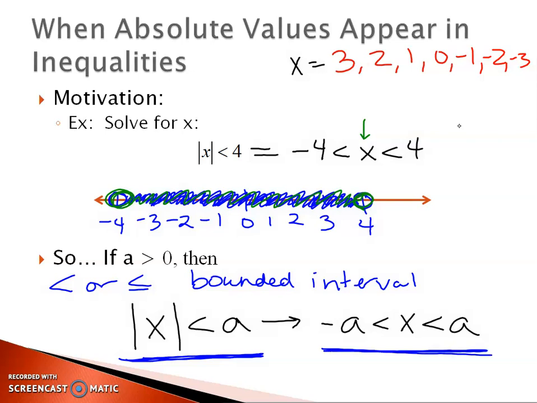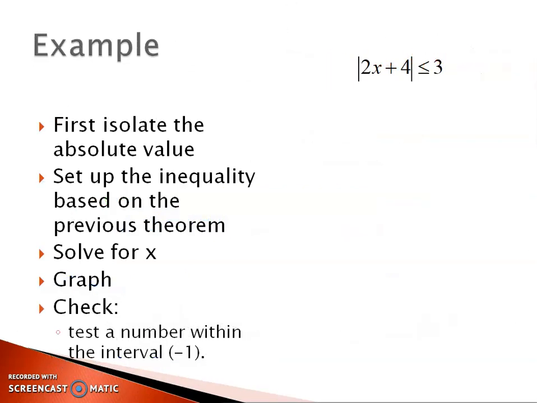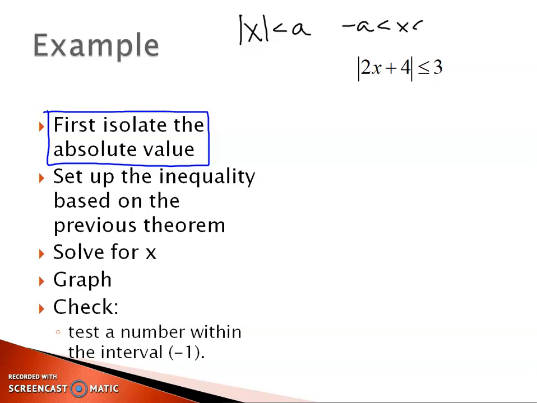Okay, so let's practice. I've got an equation up here. I've got absolute value of 2x plus 4 is less than or equal to 3. First thing we have to do, just like solving equations, is make sure that I get the absolute value by itself first. Okay, the absolute value is by itself, so we're good there. We need to remember the absolute value of x less than a gives us a -a less than x less than a. Okay, so I've got my absolute value by itself.